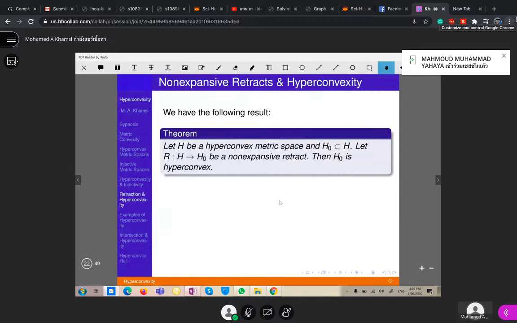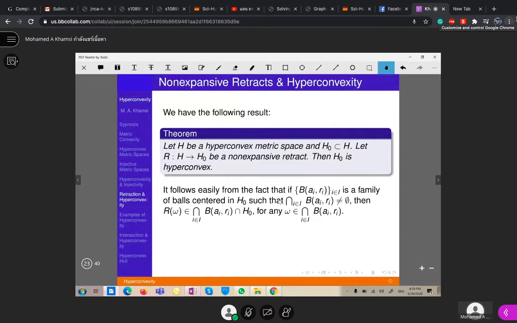Here, what do we have? We have the following result, that if H is a hyperconvex metric space and you have a non-expansive retract, then the image is hyperconvex. So let me explain this. It's really sometimes dry when you look at the theorems and you don't capture them. This is a formal way of writing something. But what does it say? What does that mean?